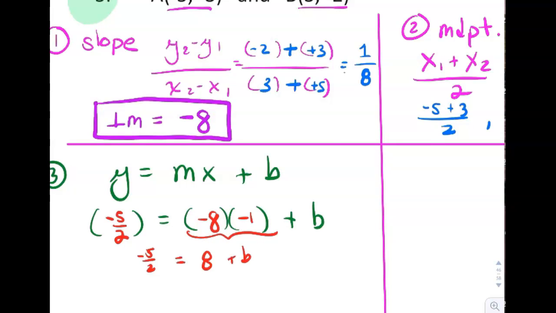Now I have to do -5/2, which I'm going to make into -2.5. Easier that way. If I subtract 8 from both sides, I get -10.5 for b.